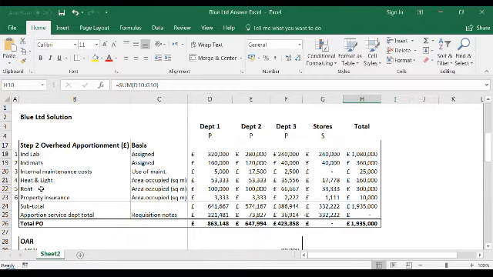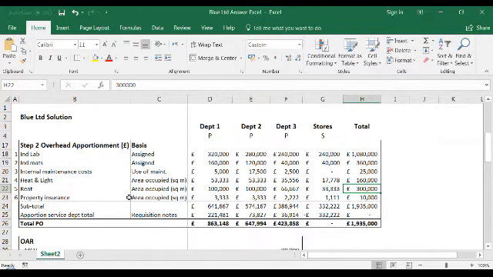Now we do the same thing for rent using area. The total is 300,000. So using again the same proportions, we multiply that by 300,000. This cost is then apportioned among these four departments. Then property insurance, again area.